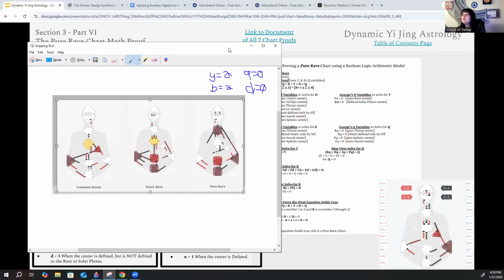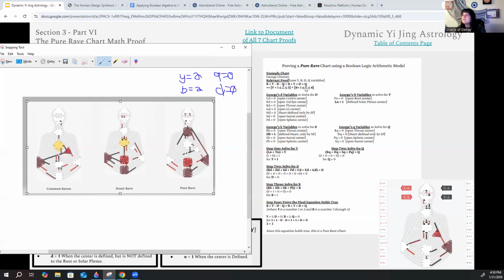We want Q and D to be 0 because that's the only way this equation will make sense at the end. We want B and Y to have values: Y of 1 through 2, and B of 1 through 4. So Clooney's B value is 1, my nephew's is 2. His Y value is 2 and his is 1, but they're both pure waves by definition. Here's a demi-wave. So Y here, this will fail the pure wave chart.